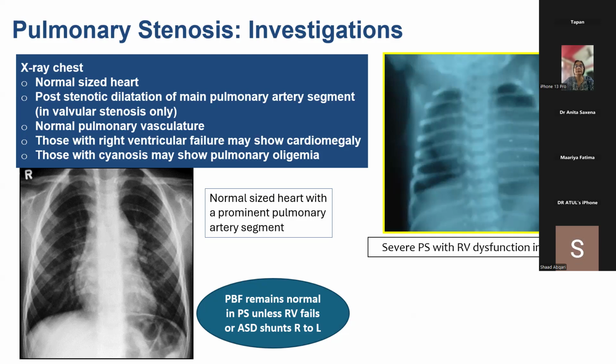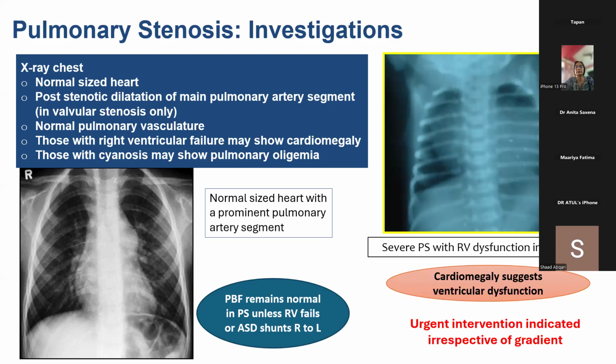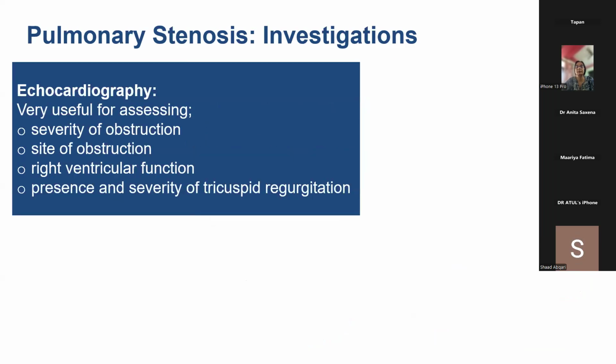So cardiomegaly is not a feature of severe PS unless there is ventricular dysfunction, and that is often associated with tricuspid regurgitation. So if you have cardiomegaly, think about ventricular dysfunction. And the important point is that these patients must undergo an intervention as soon as possible, irrespective of the gradient. In fact, if there is right ventricular dysfunction, your gradients may actually not be high on echocardiography, but still you need to intervene because the right ventricle has failed already.